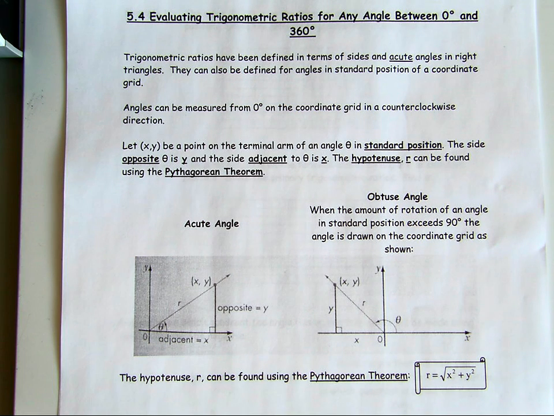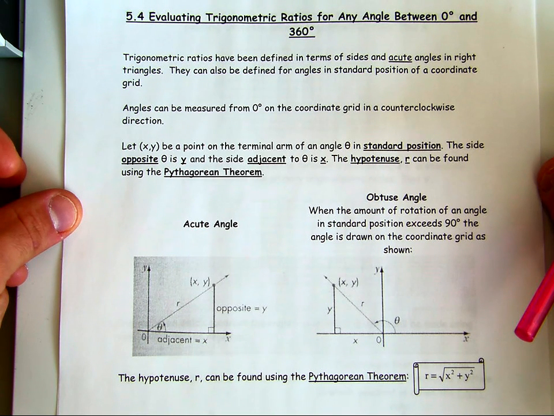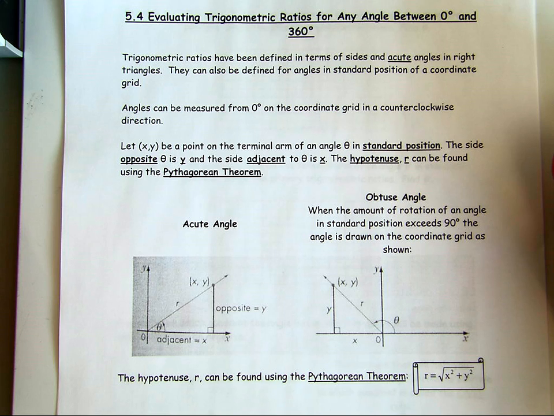Okay, so let's take a look at 5.4 here. So 5.4 says evaluating trigonometric ratios for any angle between 0 and 360. So far you've been doing trig ratios for angles that are acute, which means angles that are between 0 and 90. We're going to look at all the way around a circle between 0 and 360.